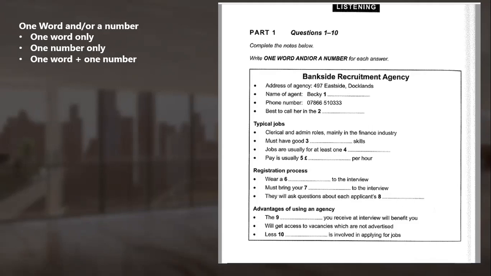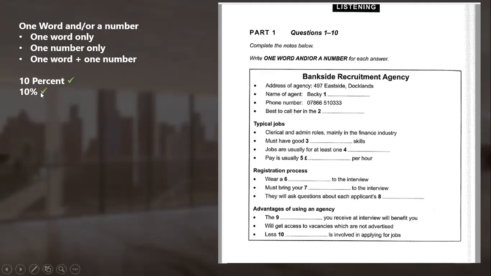Let's assume while the tape is playing, the person clearly said 10% as our answer. How do we write 10% in one word and or a number? So if you write it like this, you're correct, because this is one number where my cursor is, and this is one word. So 10% correct.